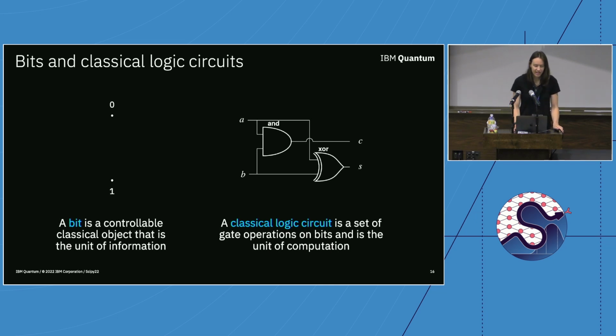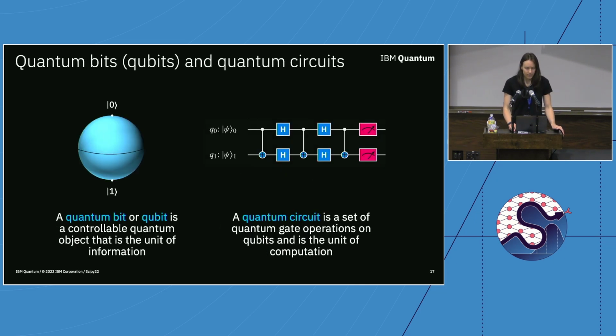So I'm going to do a little sort of analogy, which is always kind of problematic, but I'll do it anyways. In classical computing, we have bits, which are 0 and 1. They take on binary values. And we have logic circuits that are composed of gates. And these are sort of what together form the basis of classical computing.